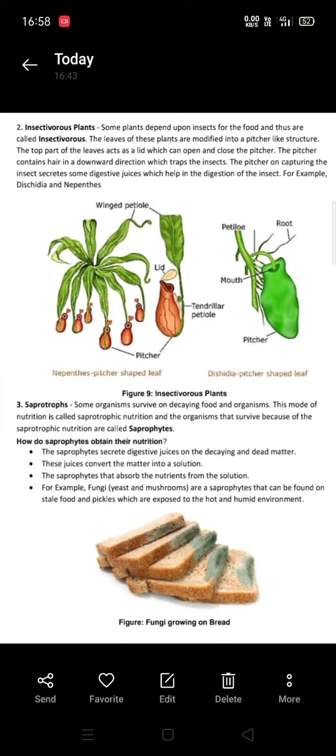Now we will move to insectivorous plants. Insectivorous plants are plants that take their nutrients from insects. They grow in nitrogen deficient soil, so they take insects to fulfill their nitrogenous nutrients. Some examples are pitcher plant, Decidia and Nepenthes.